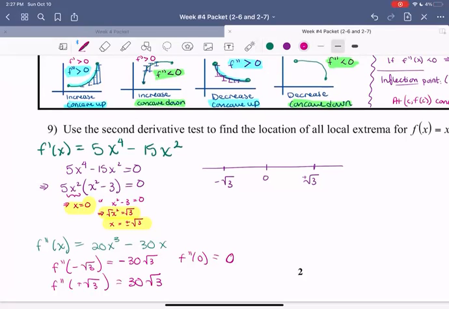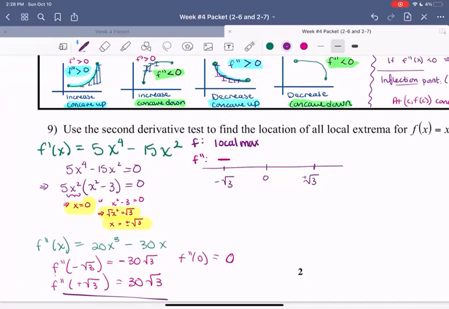Well, we know the second derivative at negative root 3 was negative. So our second derivative, f double prime, is negative. That means our original function looks like this, concave down. So do we have a local min or max? We have a local max. So I'm going to write that, local max.